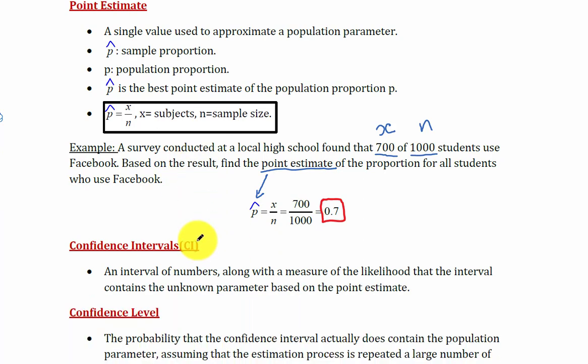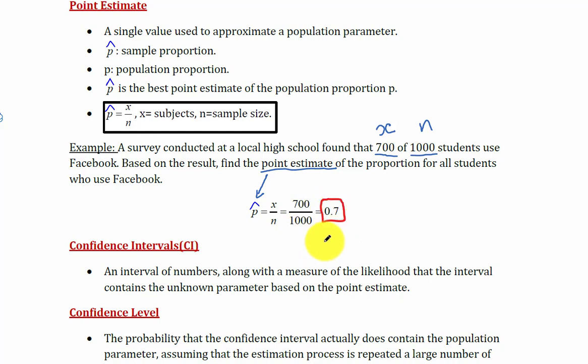The next topic is the confidence interval, CI. Now, the confidence interval is an interval of numbers. We have the lower bound and the upper bound. That is the measurement of the likelihood that the interval contains the unknown parameter based on the point estimate.